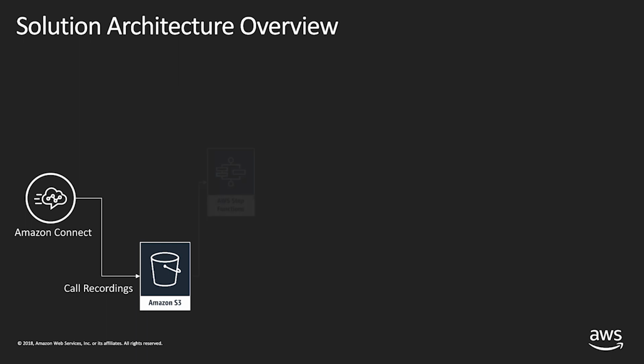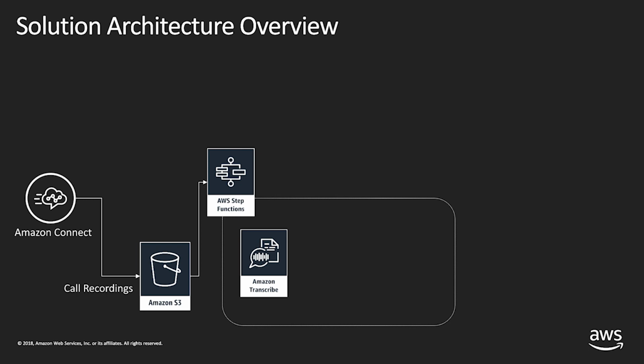Our solution involves triggering an AWS Step Function as soon as the call recording is placed in the Amazon S3 bucket. AWS Step Functions let you coordinate multiple AWS services into a serverless workflow. The Step Function will pass the call recording object to Amazon Transcribe. Amazon Transcribe is an automatic speech recognition service that works with a wide range of audio files and is specially trained to support 8 kHz telephony audio. Transcripts will include timestamps, punctuation, and formatting.